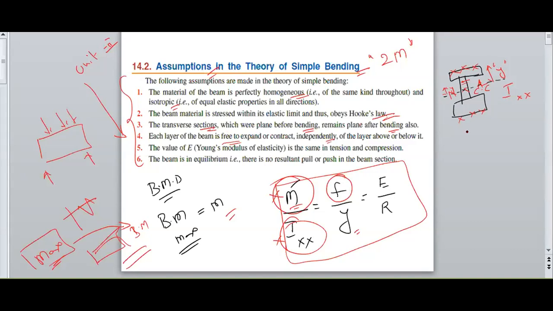Irrespective of the layers below it, it can expand or contract. Without any relation to the layer below it and the layer below that, it is free to expand or contract. Expand means it can increase its length. The layer can increase its length and decrease its length.